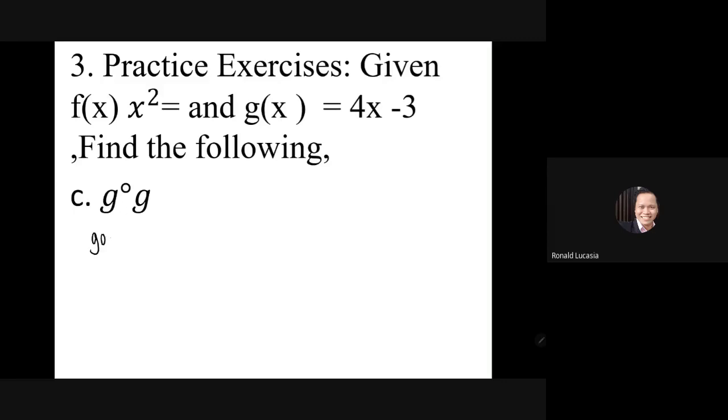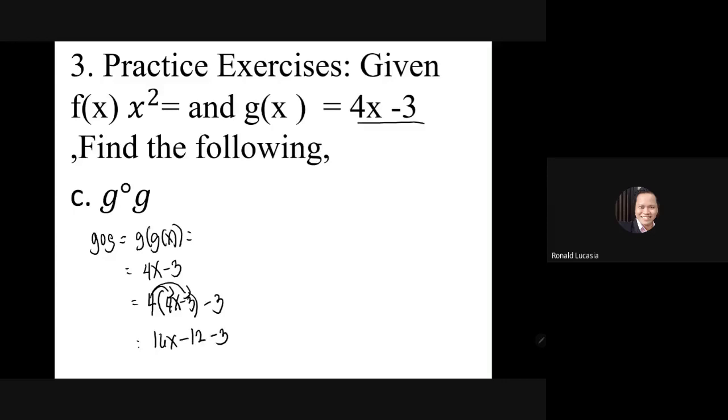So g circle of g will be equal to g of g of x. Our g of x there is 4x minus 3, but you have to substitute x using 4x minus 3. So that will be 4 times 4x minus 3, and do not forget minus 3. Distribute 4 times 4x, that is 16x. 4 times negative 3, that is negative 12. And then you copy minus 3. I know where you went wrong, in negative 12 minus 3. Negative 12 minus 3 is negative 15. So g circle of g will be equal to 16x minus 15.